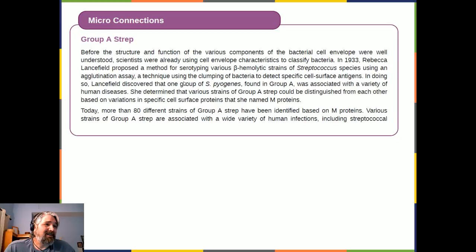So anyway, in 1933, we have this agglutination assay, so it's just observing how things clump up. Like it says right here, a technique using the clumping of bacteria to detect specific cell surface antigens. So she discovered that one group of Streptococcus pyogenes, the pathogen that is usually the cause of strep throat, found in group A, was associated with a variety of human disease. She determined that various strains of group A strep could be distinguished from each other based on variation in specific cell surface receptors that she called M proteins. We have about 80 different strains of group A strep now based on M proteins, so we still use this to this day.